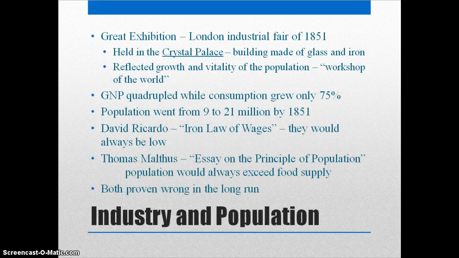Finally, we're coming to that point in realization of just how far society has come. And in 1851, there's an industrial fair in London called the Great Exhibition, and this is held in a newly created building called the Crystal Palace. And the Crystal Palace is significant because it is the representation of how far and how quickly during this industrial age, this new industrial age, society has come. It's a structure made completely of glass and iron.